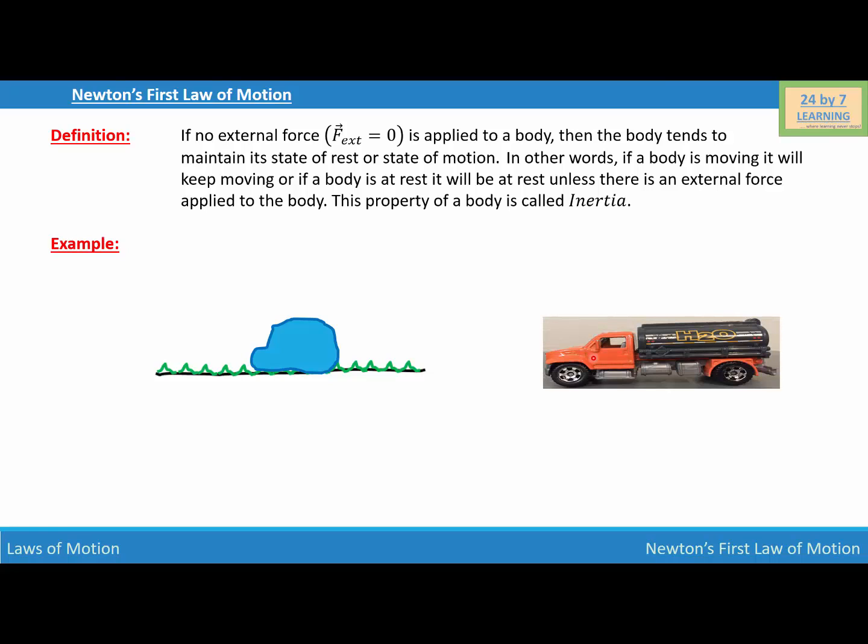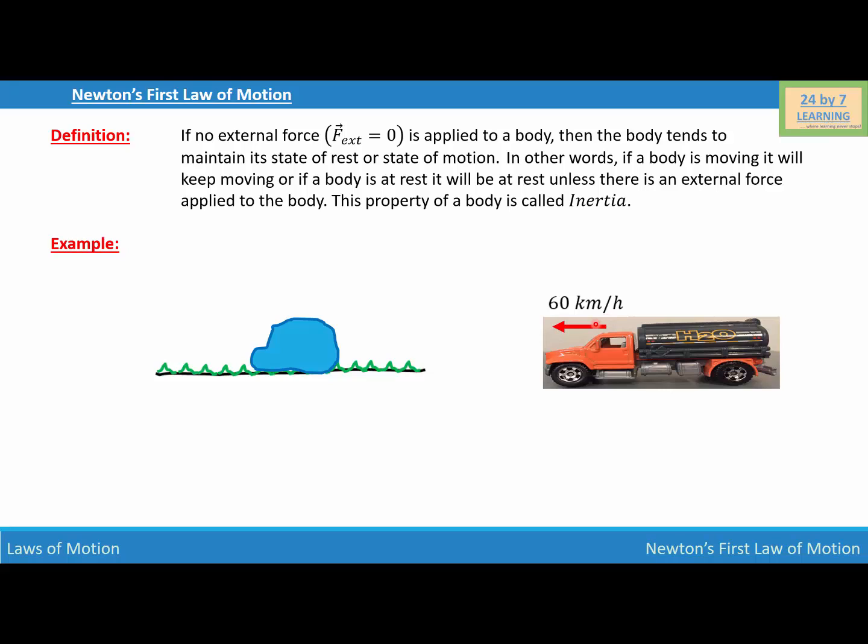My other example is, this is a truck with a water tank, and let's say the truck is moving in this direction with a speed of 60 km/h. My question is, do you think this truck will stop by itself? In reality, if you stop pushing the accelerator of the vehicle, the truck will stop moving. But ideally, if a truck is moving with 60 km/h, the truck will keep moving and it will never stop.